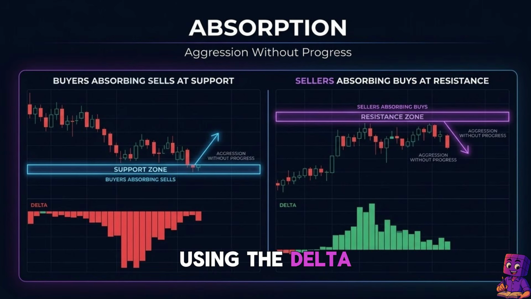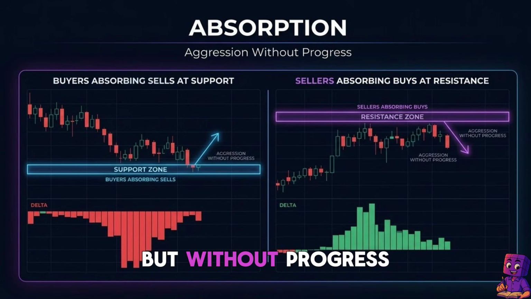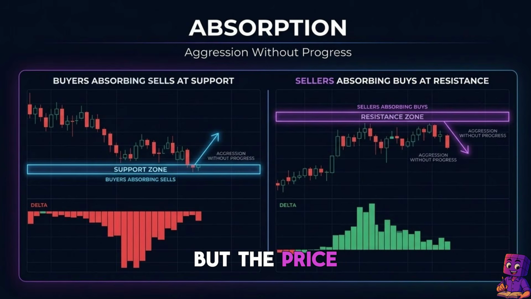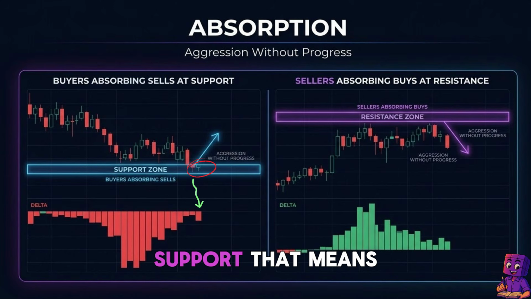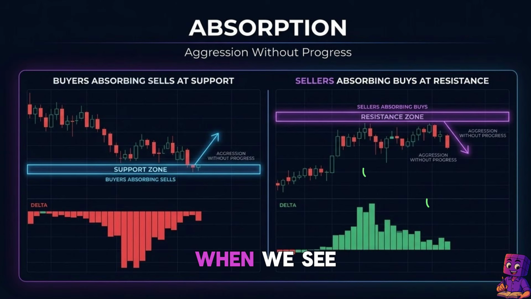Another way of using the delta bars is detecting the absorption. This clue is telling us about aggression, but without progress. Sometimes you see aggressive delta bars, but the price doesn't move. When we see big negative delta bars, but price holds support, that means the buyers may be absorbing sells. When we see big positive delta bars, but price can't break resistance, that means the sellers may be absorbing buys.